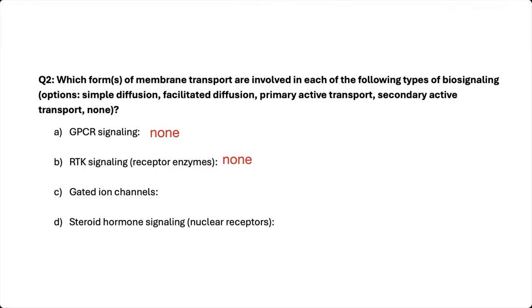But what about our gated ion channels? That's going to be facilitated diffusion. And again, it's not the primary messenger that's going through, but it's the ions. And the ions are being let through in response to the primary messenger or in response to a voltage change. The only case you're actually going to have the primary messenger come in is going to be the steroid hormones, and that's going to be just through simple diffusion.